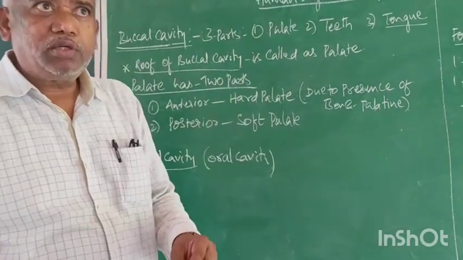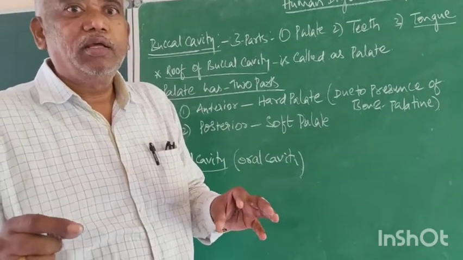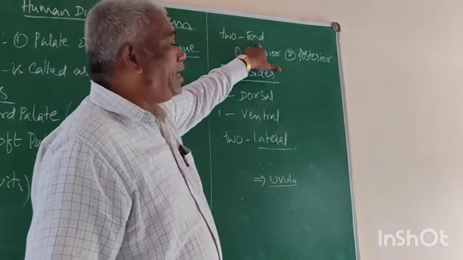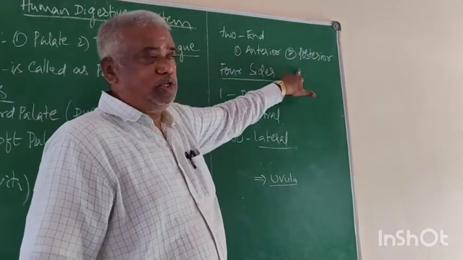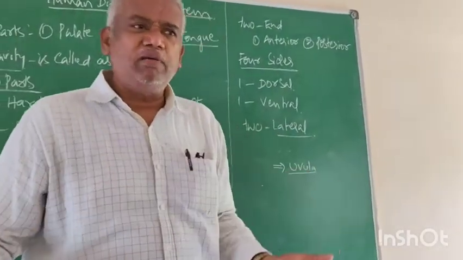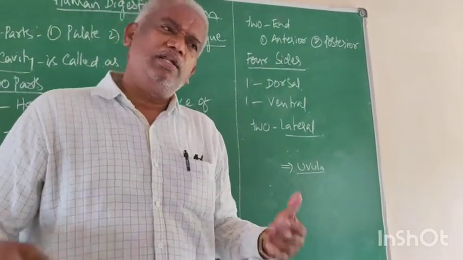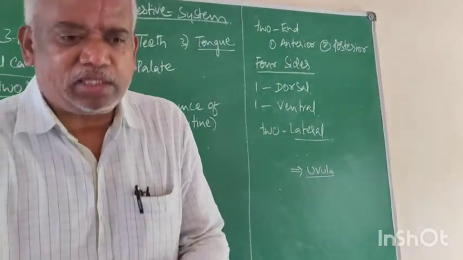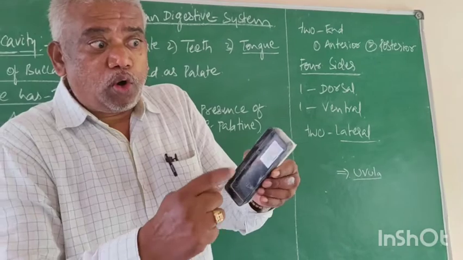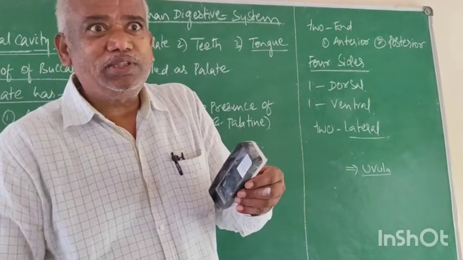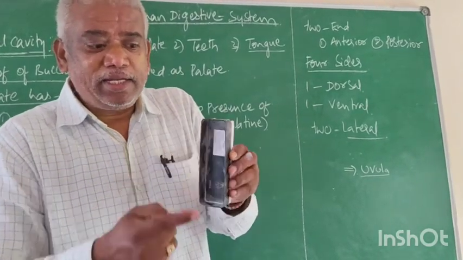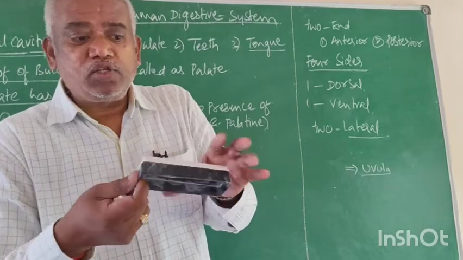Before going to this, a basic fundamental is required in biology. Suppose I write here: two ends, anterior and posterior, and four sides. Suppose you take any animal, any object, suppose it is the duster. Two ends: it is one end, it is another end. It is the anterior end, it is the posterior end.